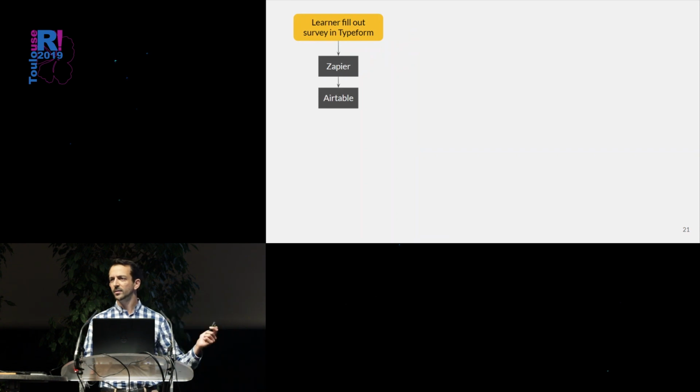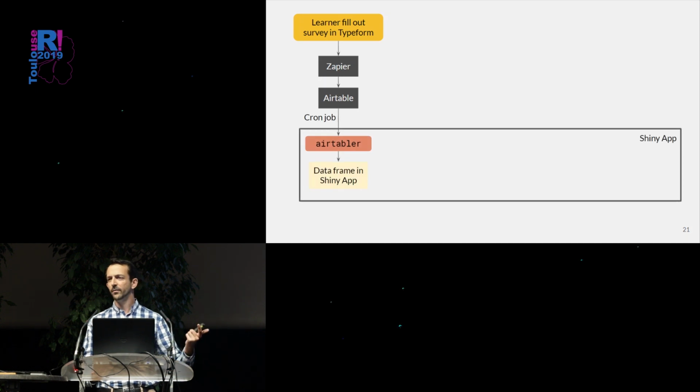For this, we are using Typeform. The learners type their information using Typeform. We use Zapier to push the data to an Airtable. And then I have a Shiny app that every 15 minutes gets the data from Airtable, caches it on the server where the Shiny app is running.